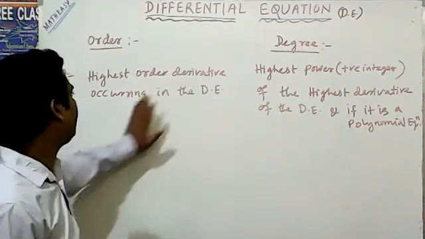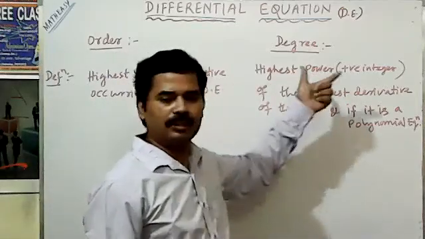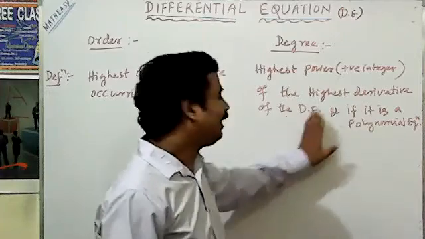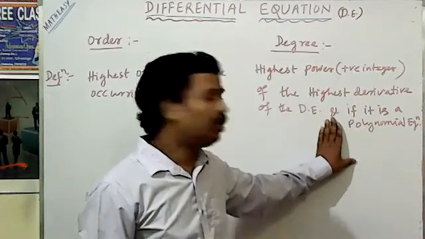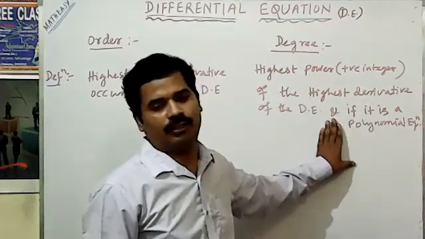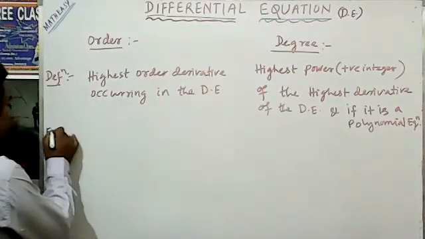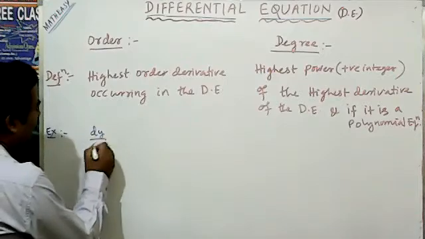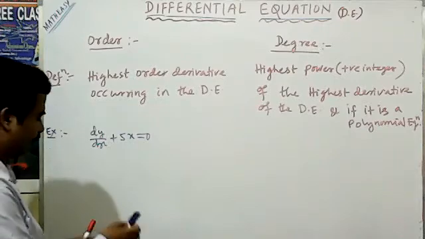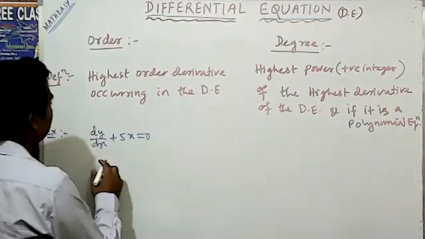The order means the highest order derivative occurring in the differential equation. The degree is the highest power, that is a positive integer, of the highest order derivative of the differential equation. If the differential equation is in polynomial format, that time we can find the degree of the differential equation. Think about one example: dy by dx plus 5x is equal to 0. The differential equation is given.